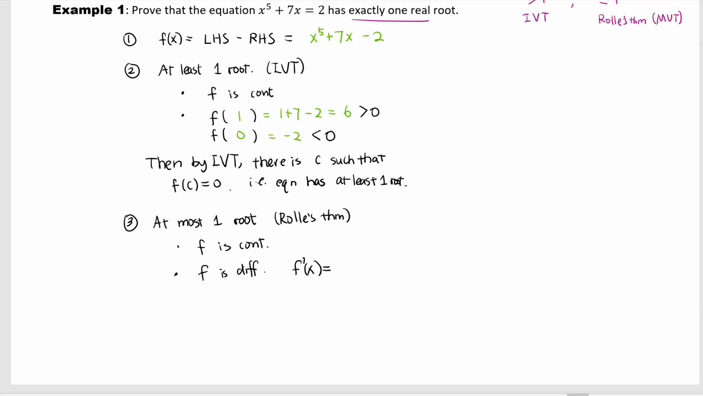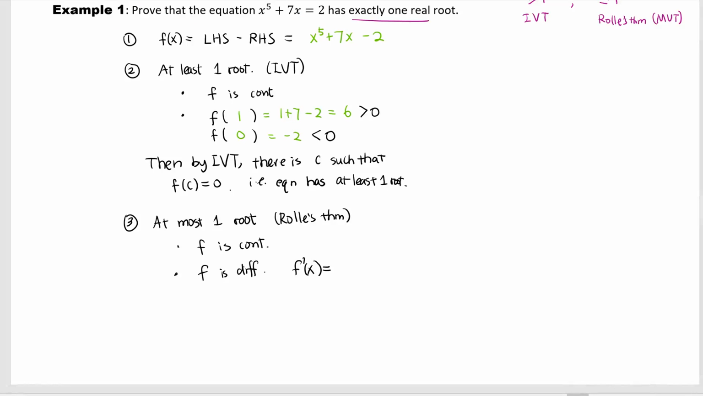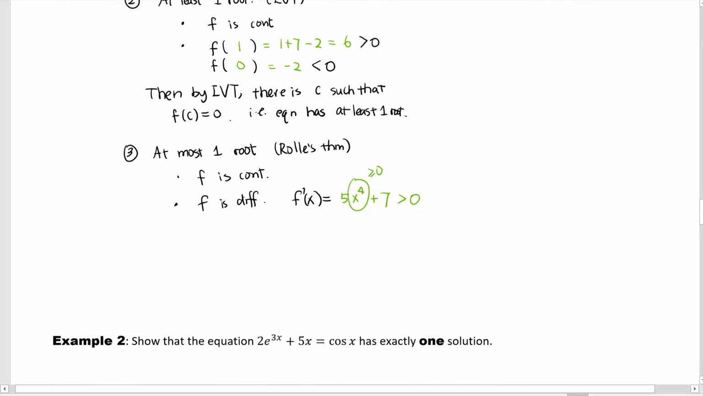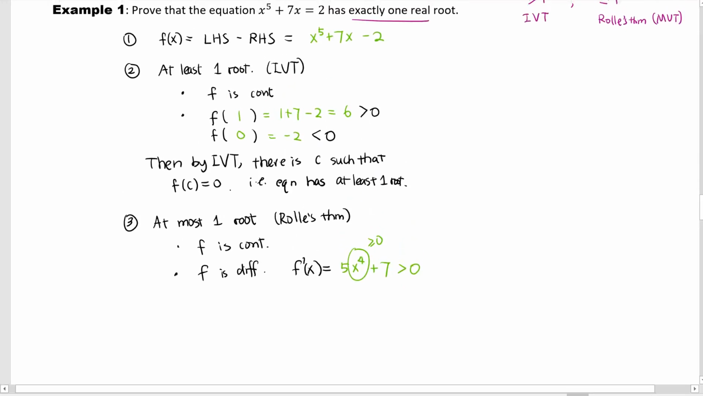So this is special to this problem, so let's use green. We get 5x to the 4th plus 7. You can see x to the 4th is always greater than or equal to 0. So when you add 7, this is always positive. All right, and then what's next? This is always positive. So next we want to show at most one root.